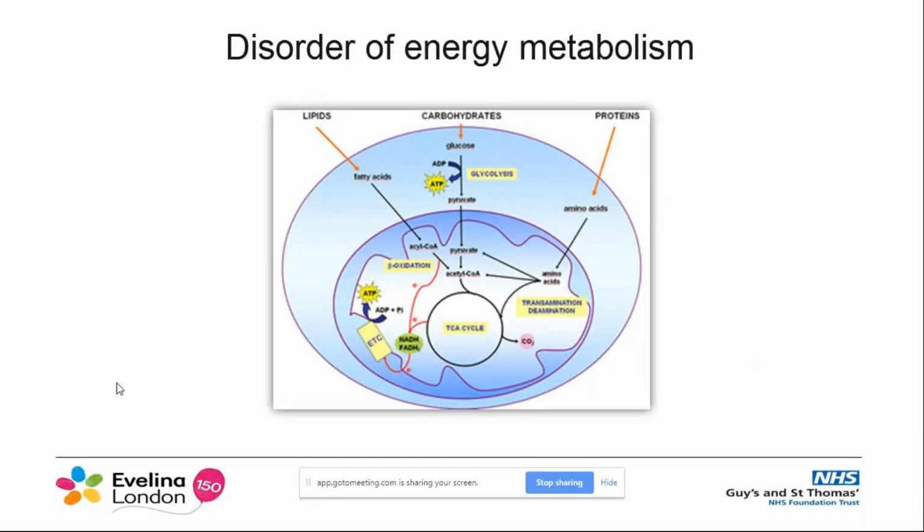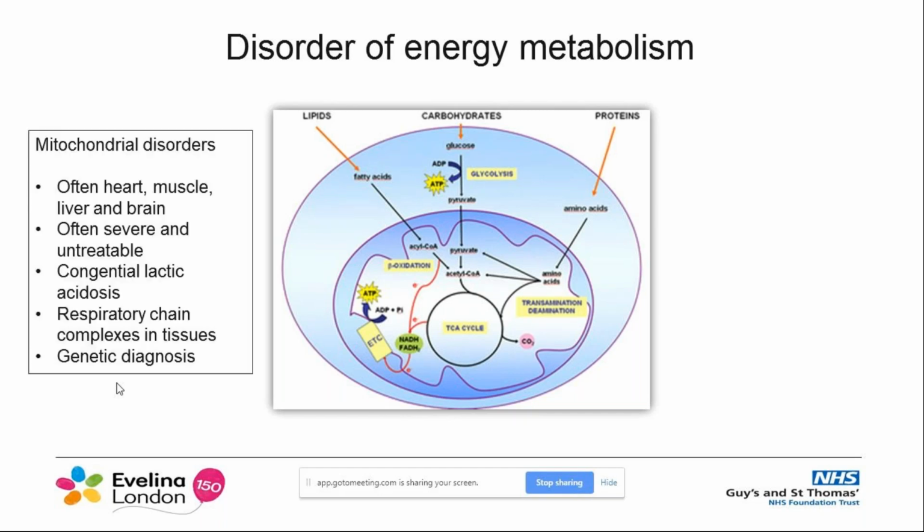So disorders of energy metabolism, we can think about pathways within the mitochondria and pathways within the cytoplasm. So if we think about within the mitochondria, these would cause mitochondrial disorders or disorders of energy metabolism where the production of ATP or utilization of ATP is interrupted, by whichever means. It may be an enzyme deficiency within the pathway, it might be a transporter. So these often affect organs which require lots of energy, so heart, muscle, liver, and the brain, and they're often severe. The majority at the moment remain untreatable.